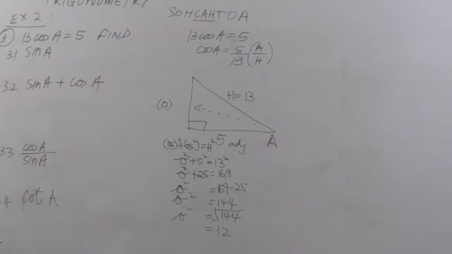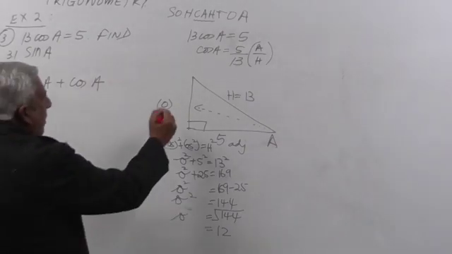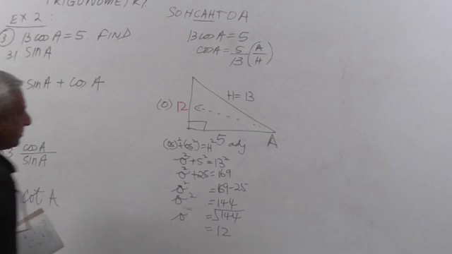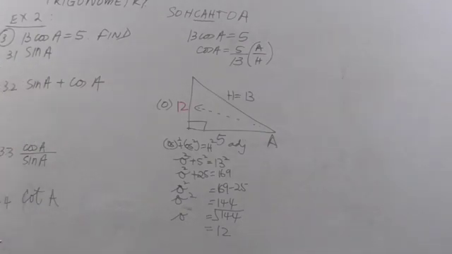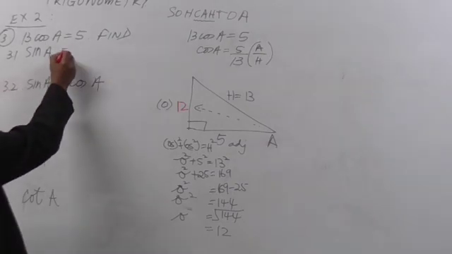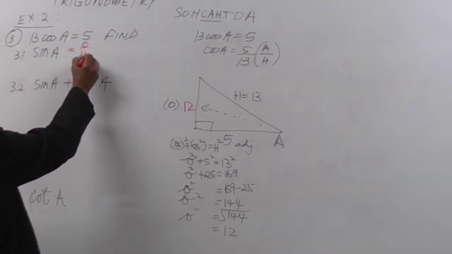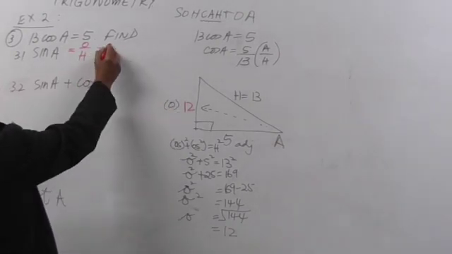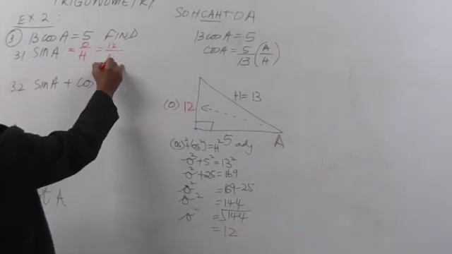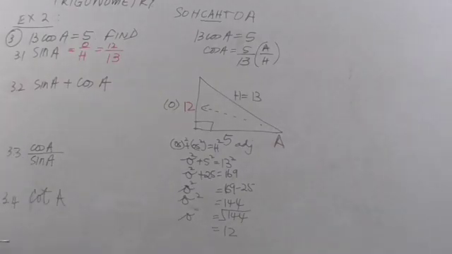You take that answer, you put it in the diagram. So this side is now 12. Okay, now we can find the answers. Sine A is opposite over hypotenuse. Opposite is 12 over hypotenuse 13.